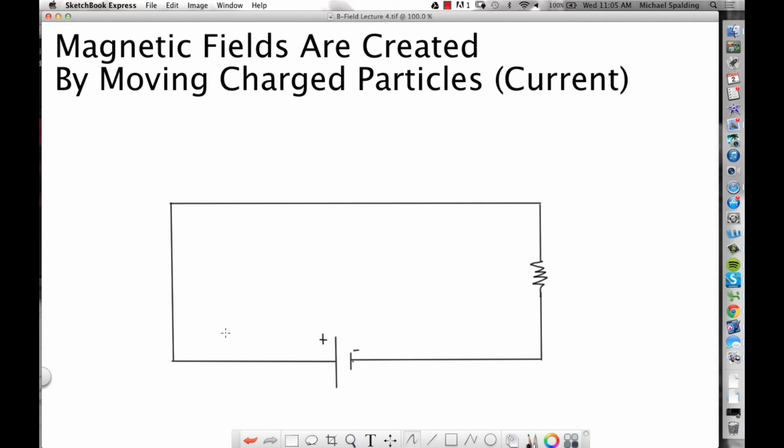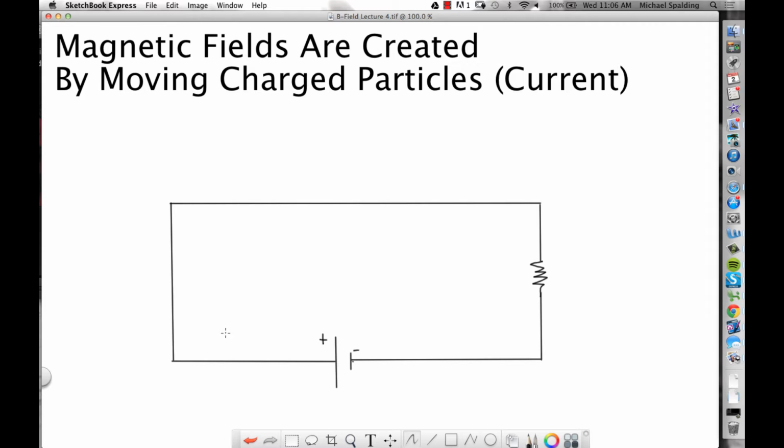All right, so major idea number 2 for magnetic fields is, where do magnetic fields come from? The answer is they come from moving charged particles. And then you're like, well, wait a minute, Spaldo. Didn't you say that magnetic fields exert force on moving charged particles? Uh-huh. So magnetic fields exert force on moving charged particles, and they're also created by moving charged particles.